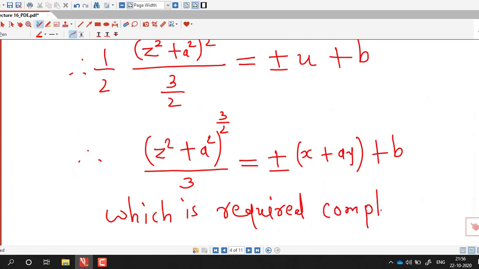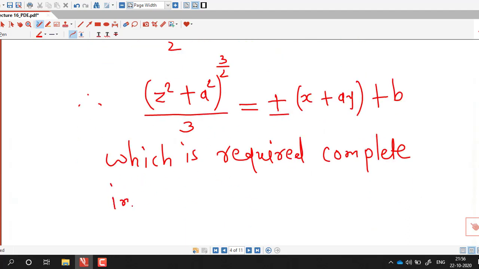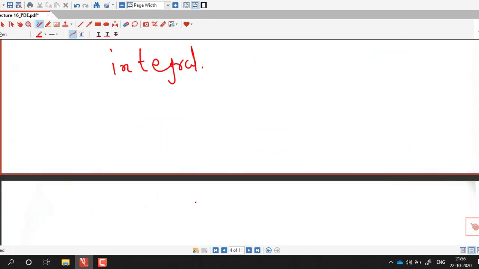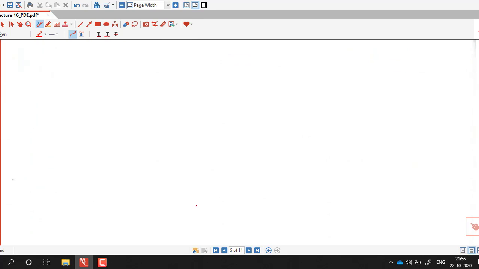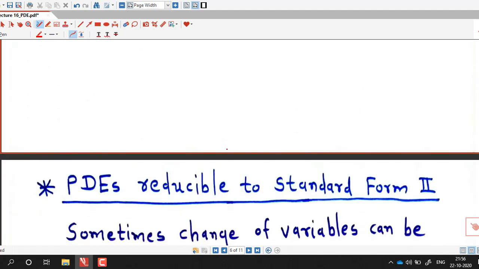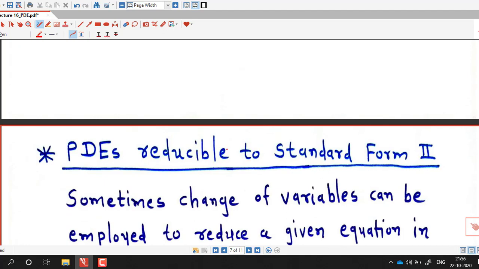In which a and b are arbitrary constants. So in this way, if our equation is in standard form 2, we can easily find its complete integral. Now sometimes some partial differential equations are not in standard form 2, but by substitution or by changing the variables we can convert them into standard form 2.